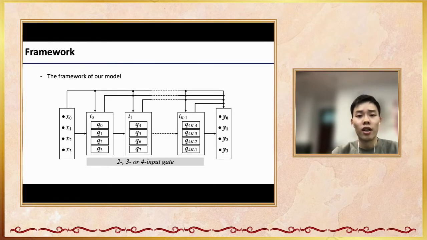In general, this is the framework of our model to encode a 4-bit S-box. S0, S1, S2, S3 are the inputs and Y is the output of the S-box. Q4, Q5, Q6, and Q7 are the inputs of T1, and Q4 can be one of S0, S1, S2, S3, or T0. This encoding method has to determine the number of gates in advance.